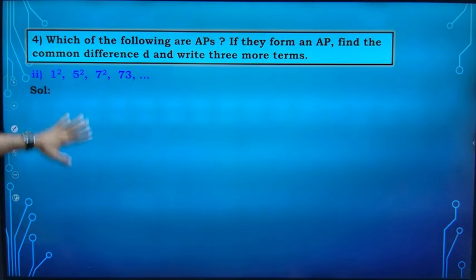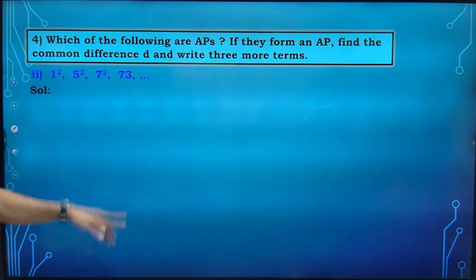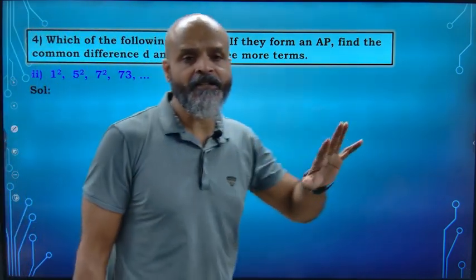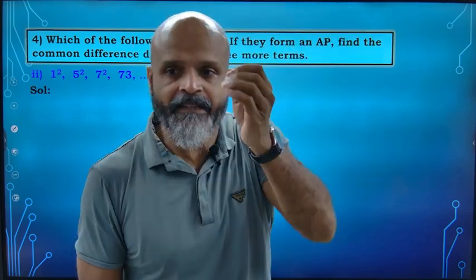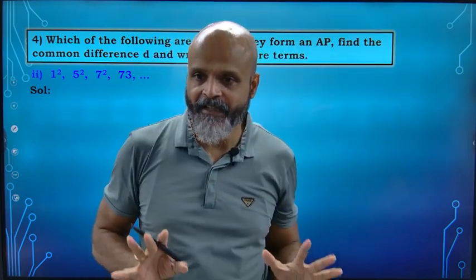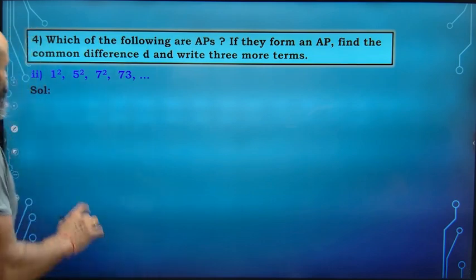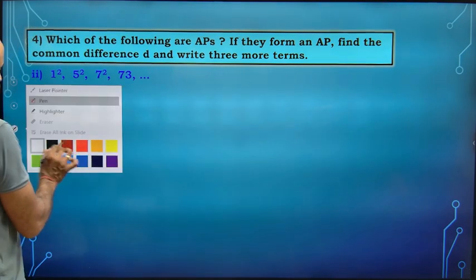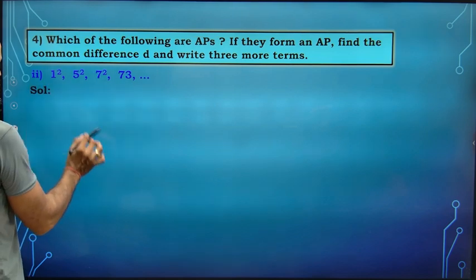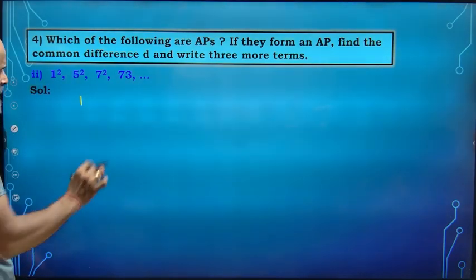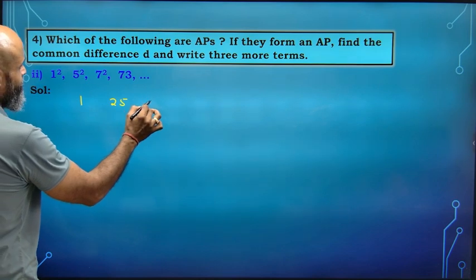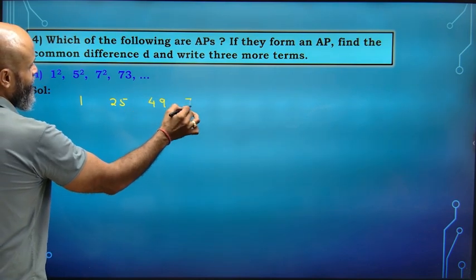1 square, 5 square, 7 square, 73. We have seen this sum yesterday. On a first glance, it seems that it is not an AP. It looks like it doesn't seem to be an AP. But if you happen to calculate it, this will be 1 square means 1, 5 square means 25, 7 square means 49, and then we have 73.